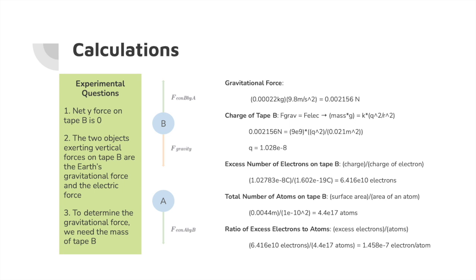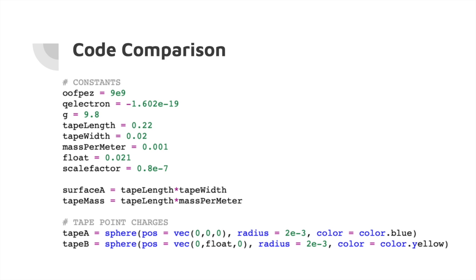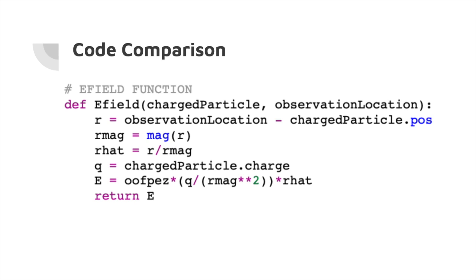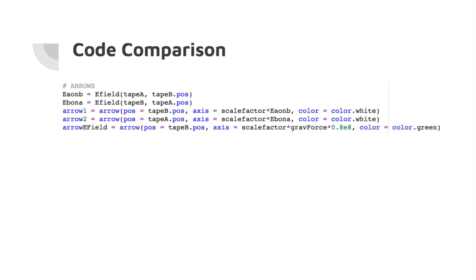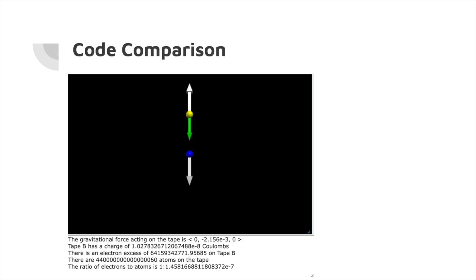That concludes the calculations we needed to do by hand, and now we can check all of our work by establishing some code. This includes defining our constants and reducing our tape to point charges, along with defining a function that calculates the electric field when given the observation location and charged particle information. Furthermore, we typed out all of the formulas that we used to perform our calculations, and finally, created arrows that can demonstrate each force. As you can see in this final product, the diagram mimics the free body diagram from before perfectly. Additionally, the outputted answers from our written code directly parallel the answers received when we calculated each value by hand.